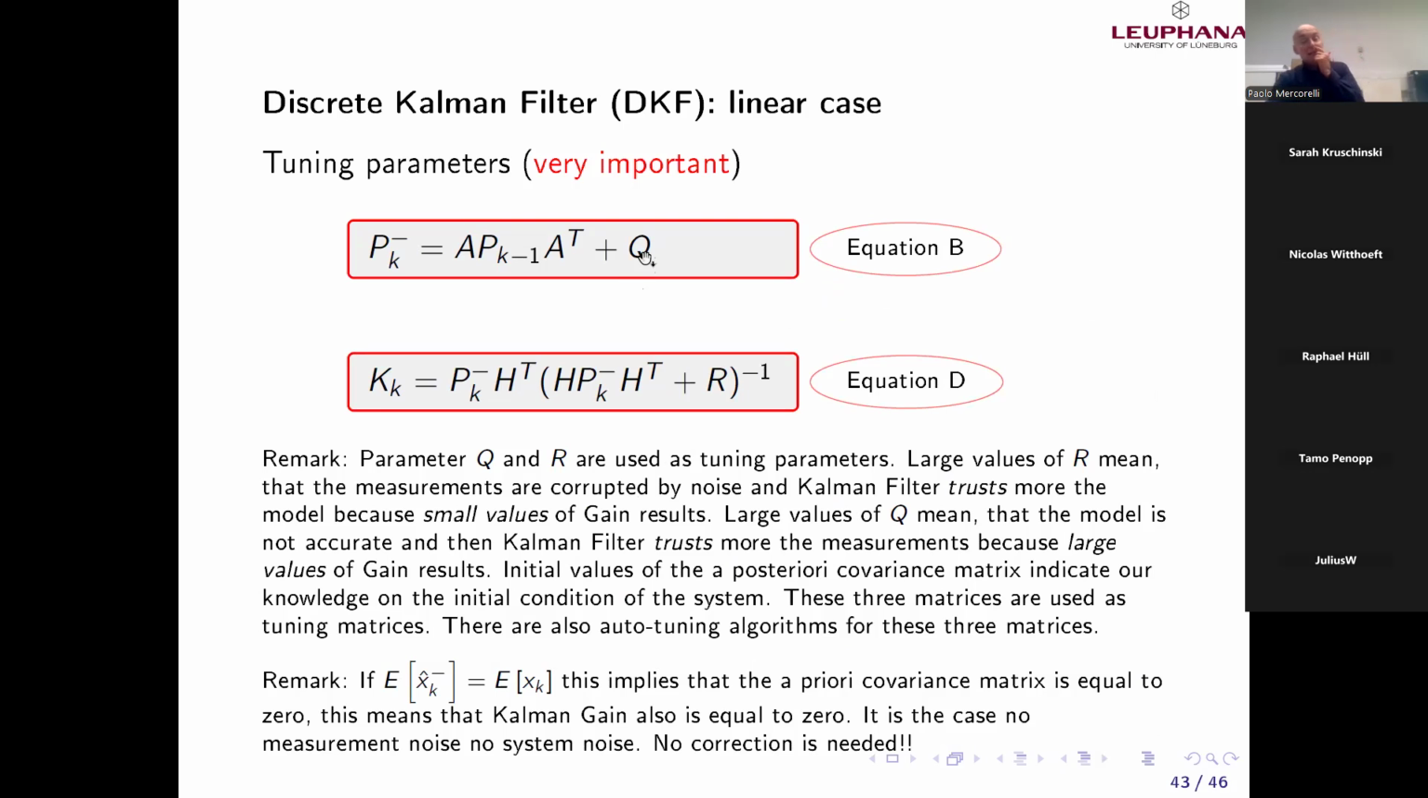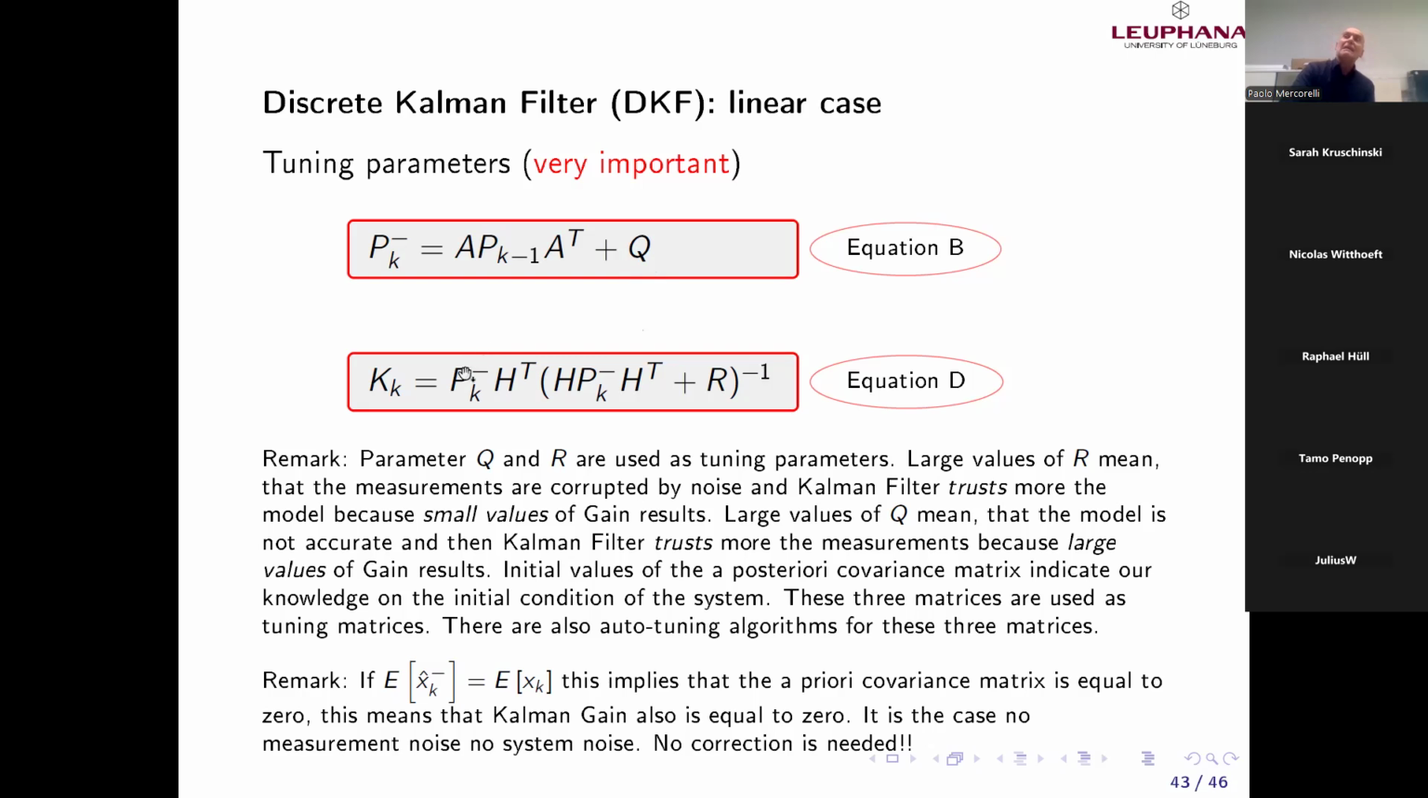Q very large means that our a priori knowledge, our model, is not reliable. This means I cannot trust the model. We can see from here, for very small q, we have very small k. Yeah, for very small q, very small k, this means when q is small, in this sense, we trust the model. Again, if q is large, we don't trust the model. If k is small, we trust the model.